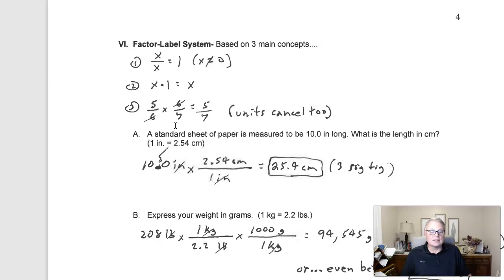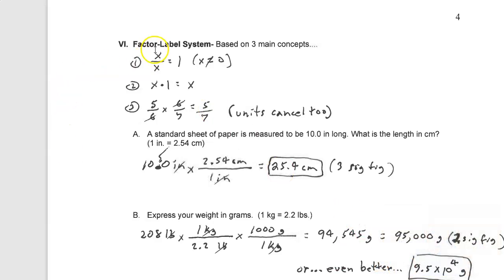So what is this factor label system stuff that we're talking about? Well, the factor label system is based on three main concepts that you already know. The first concept is if I take any number, we'll call it x, and divide it by the same thing, x not being equal to 0 for you math types out there, what do I get? Well, I get 1. 7 divided by 7 is 1. 6 divided by 6 is 1. 0.1 divided by 0.1 is 1.